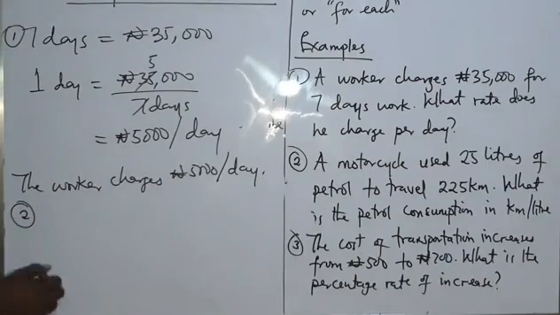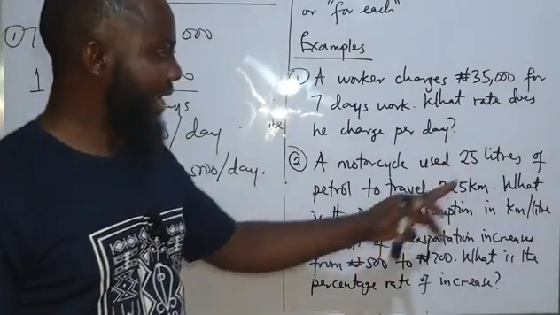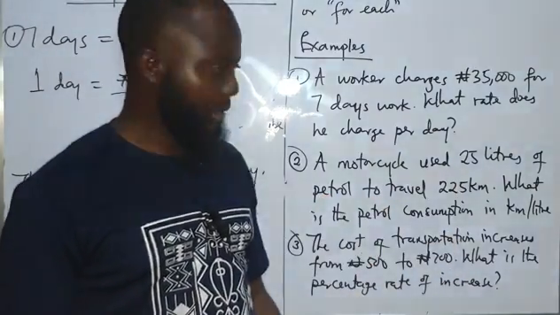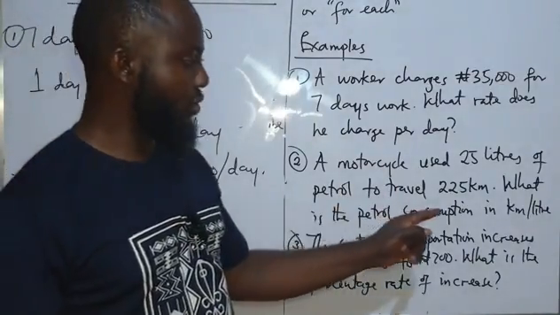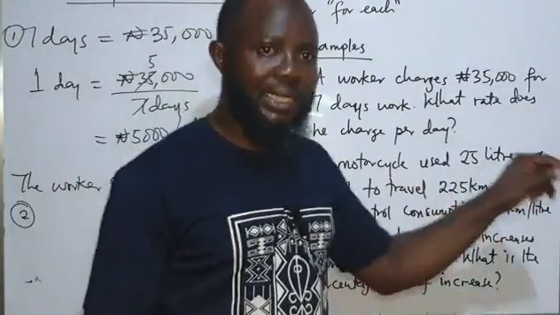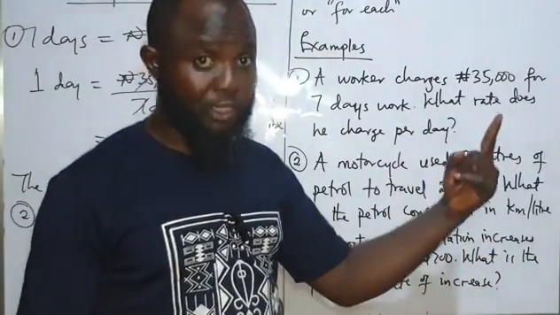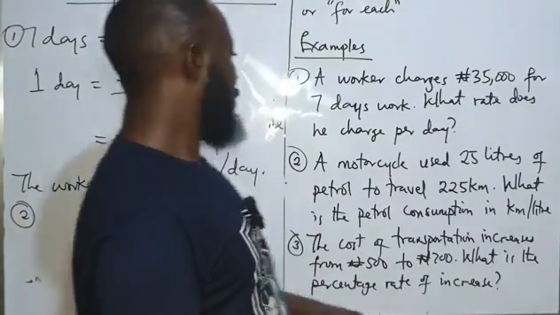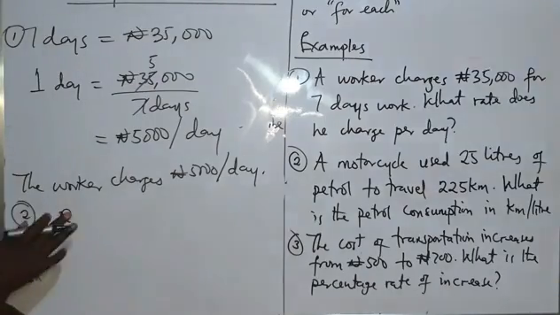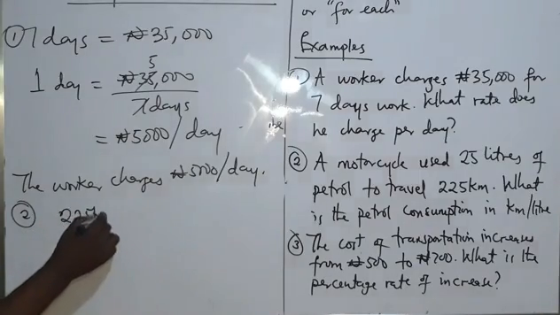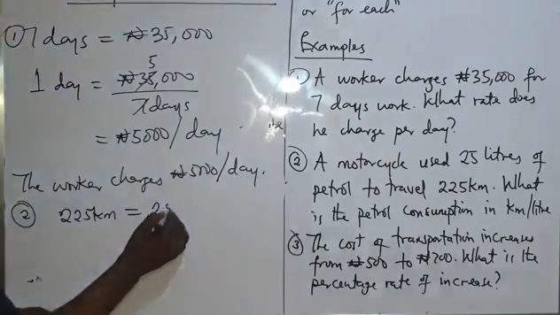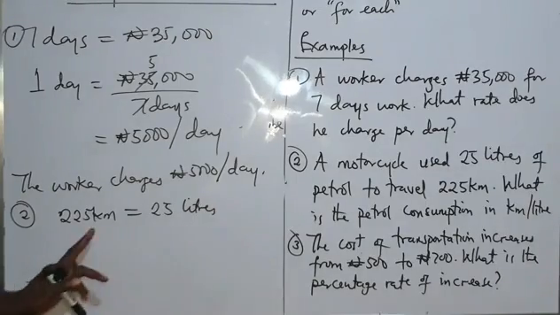Number 2: a motorcycle used 25 liters of petrol to travel 225 kilometers. So what is the petrol consumption in kilometer per liter? That is, per 1 liter, how many kilometers will be covered by using 1 liter of petrol? So which means we're going to do the same thing. So for 25 liters, for 225 kilometers, right? So the motorcycle used 25 liters of petrol.